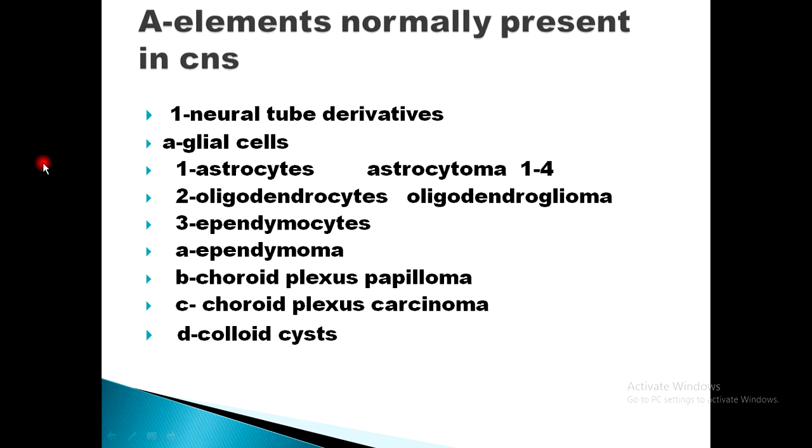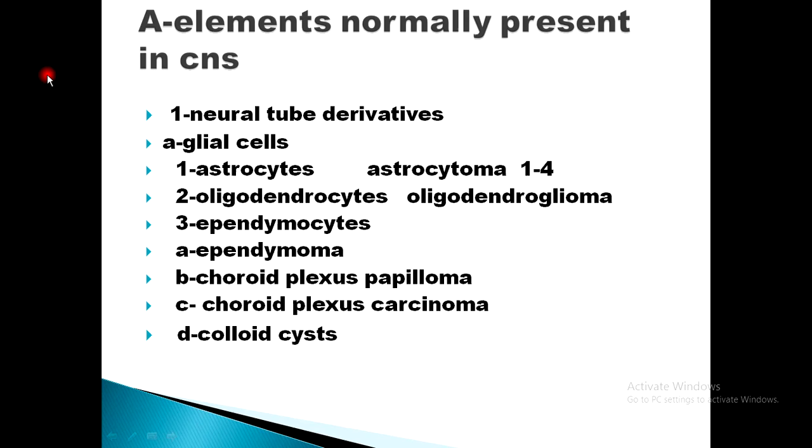First we have the neural tube derivatives giving rise to glial cells. First of all, the glial cells give three types of cells: the astrocytes, oligodendrocytes, and the ependymocytes. Now, the astrocytes usually give rise to a tumor, which is the astrocytoma, and the astrocytoma has four grades: grade 1, 2, 3, and 4.